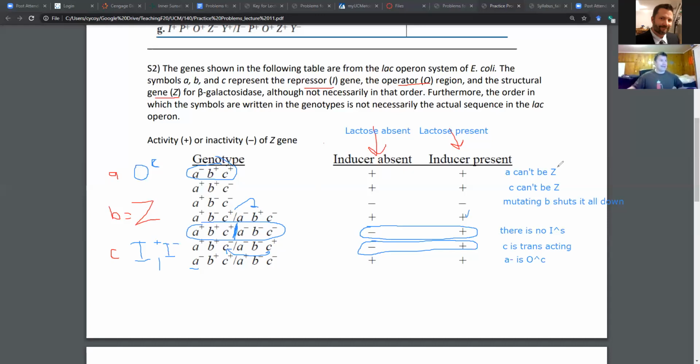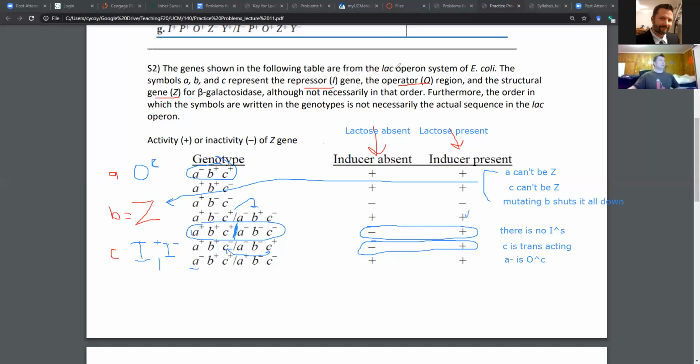What do you get from here? A can't be Z. C can't be Z. So therefore, we figured out that B is Z. If you mutate B, it shuts it all down, right? These three are evidence for B being Z. So now we got to figure out A and C. All right, this next one doesn't really help us with that, but we do know that there is no IS's because the wild type side still works. We know that C is transacting. We know that A minus is a constitutive operator. And that's it. Those are all the answers it asks for in S2.